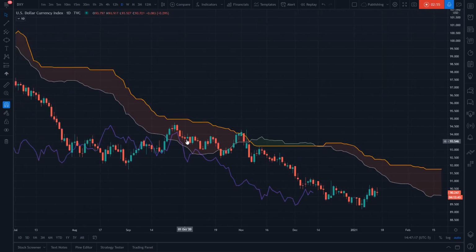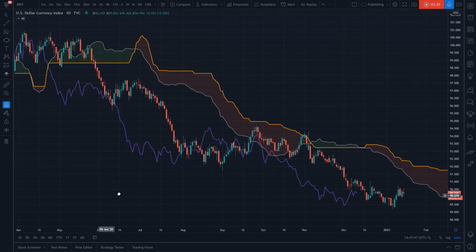When price gets into the cloud, we can say that it's neutral. One of the key things we want to look for is price coming out of the cloud. This can be an important sign for when the trend is about to change. If you notice right here about October, November, on the daily chart, price on the dollar index we're looking at right now, DXY, started to get out of the cloud, but it didn't quite make it.